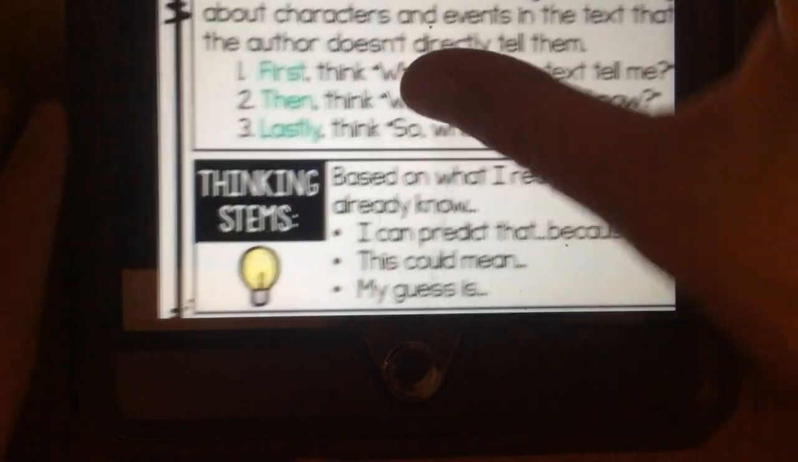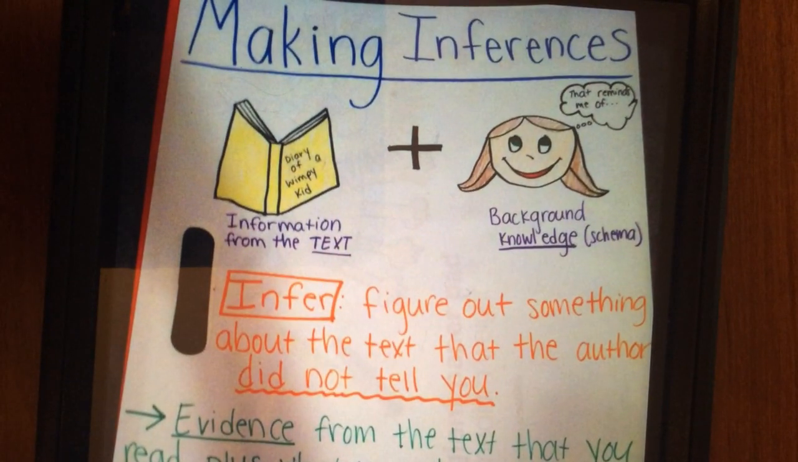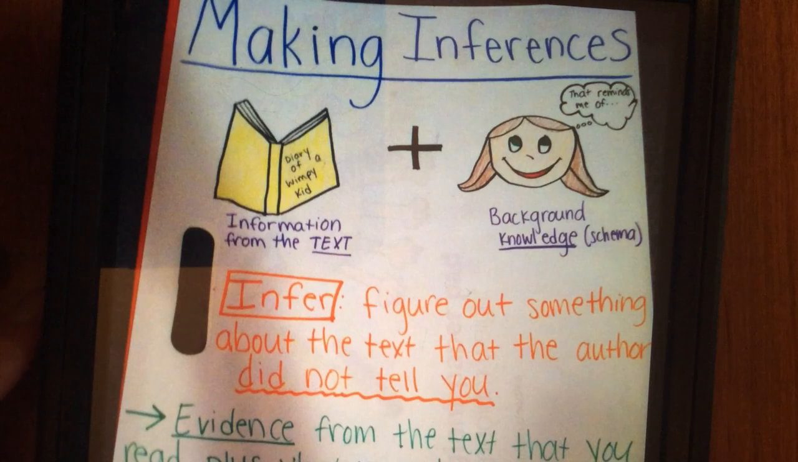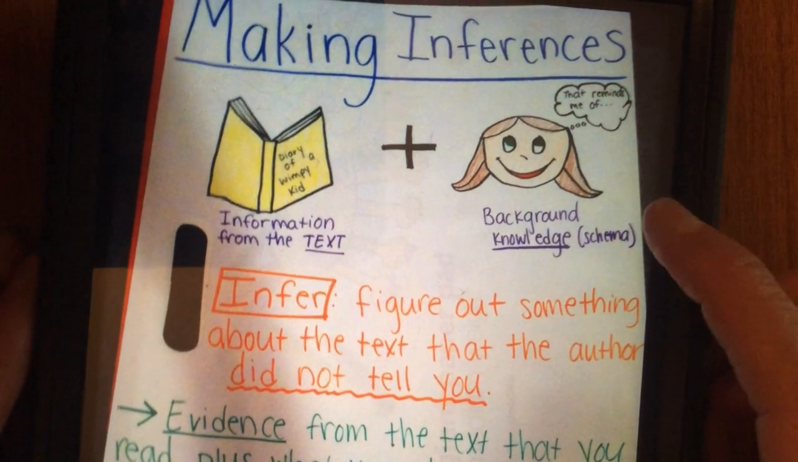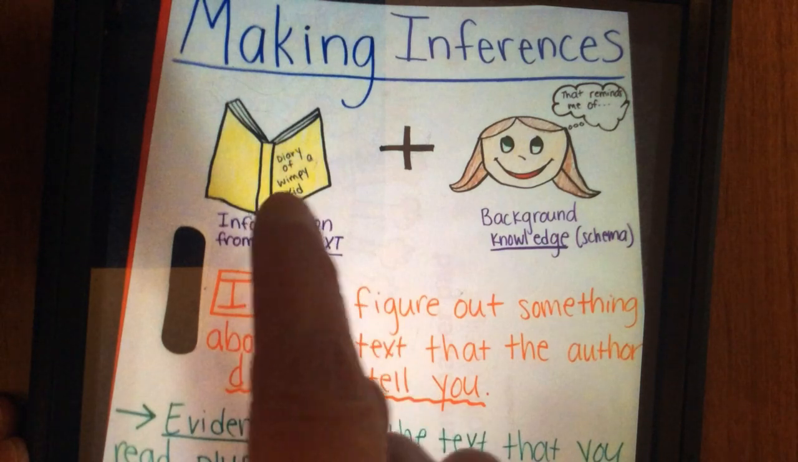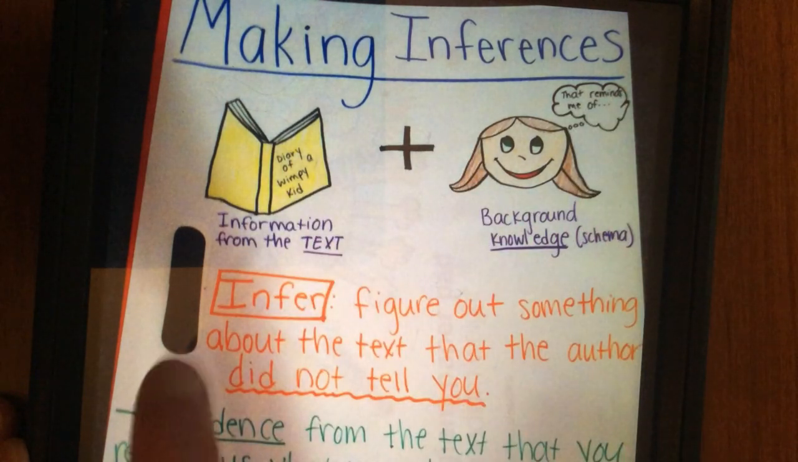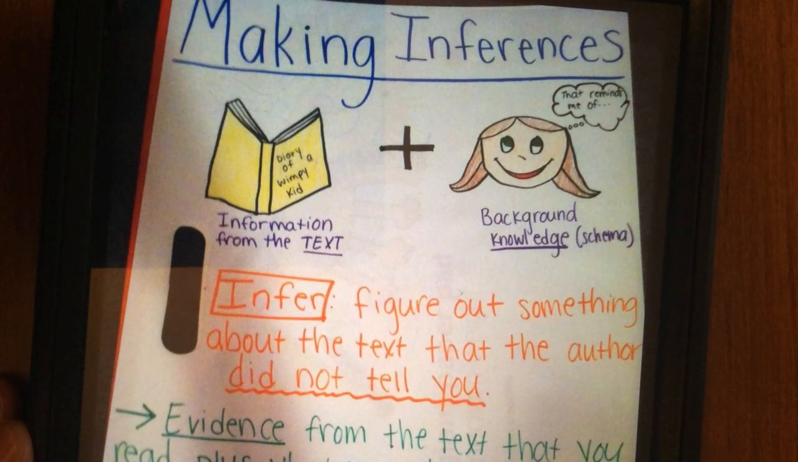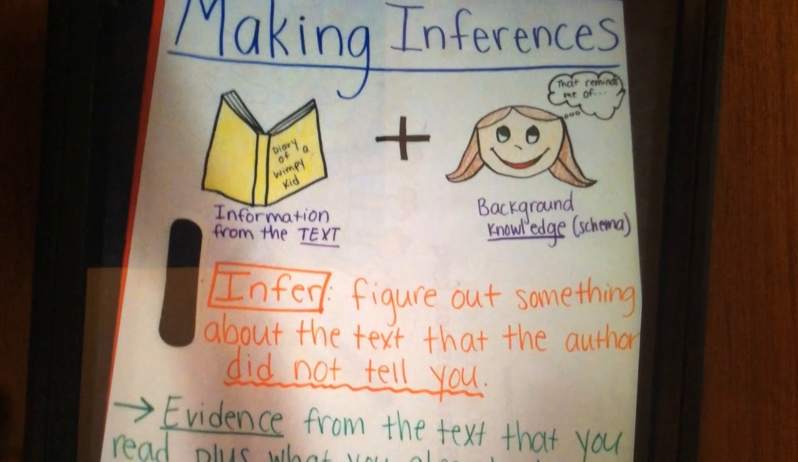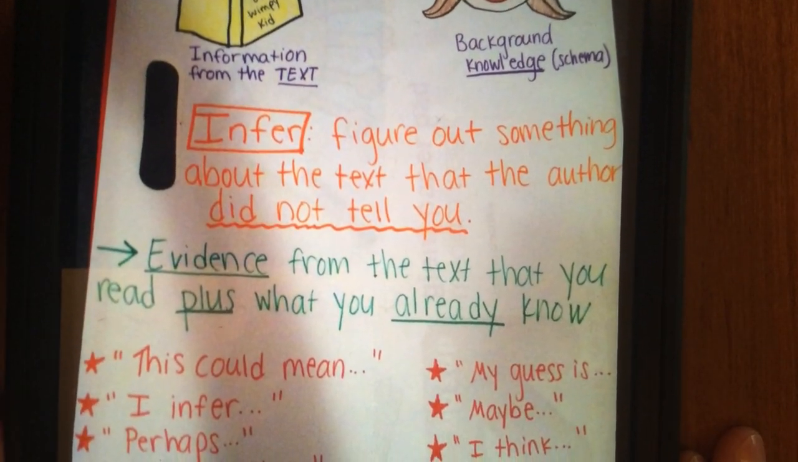Okay, and here's another chart that I thought was cool. This one right here is one like I have at school. Making inferences. It's information from the text. Look, it's the Diary of a Wimpy Kid. Plus your background knowledge, which is your schema. What do you already know about something? Okay. The information from the text plus your background knowledge equals an inference. You can infer. That means you figure out something about the text that the author did not tell you. Okay, so evidence from the text that you read plus what you already know.